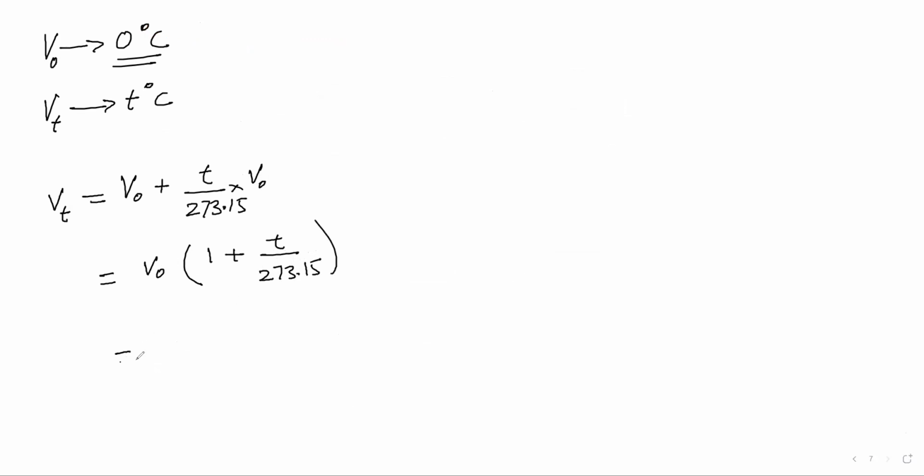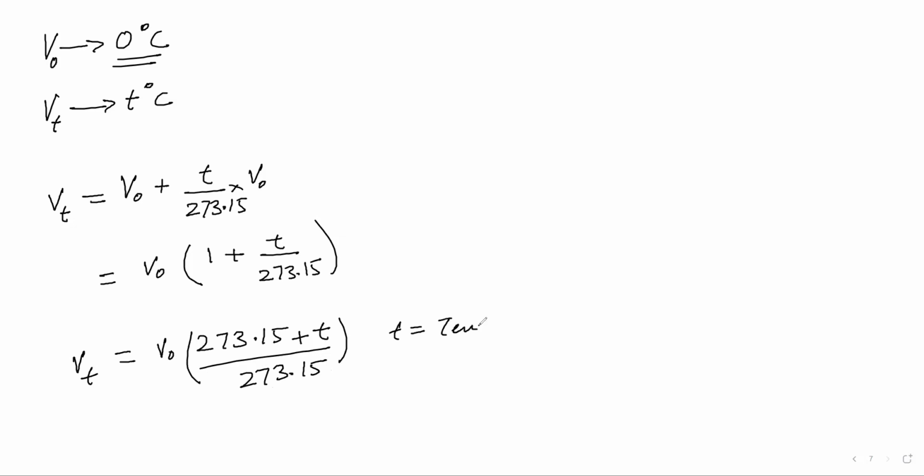Okay, now what else can I say? V0, 273.15 plus T divided by 273.15. Correct? Now what is T? What is T here? T is temperature in degree Celsius. Temperature in degree Celsius.